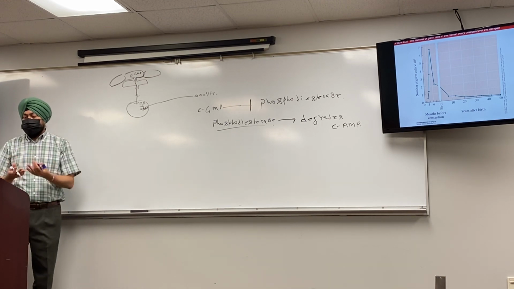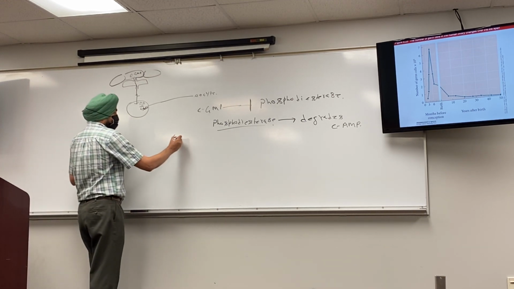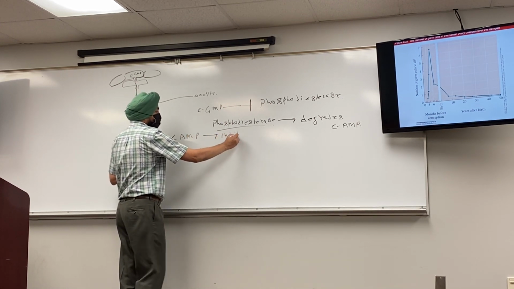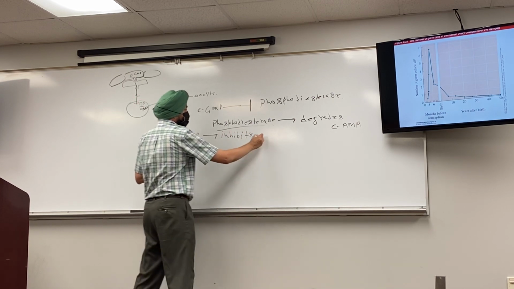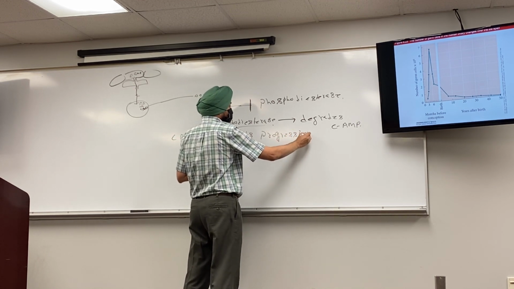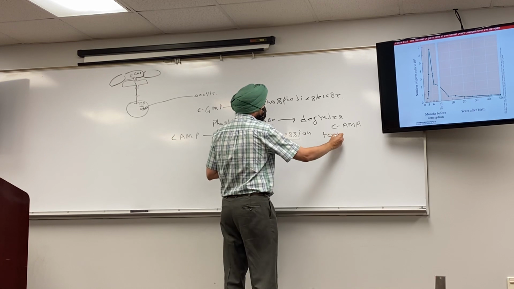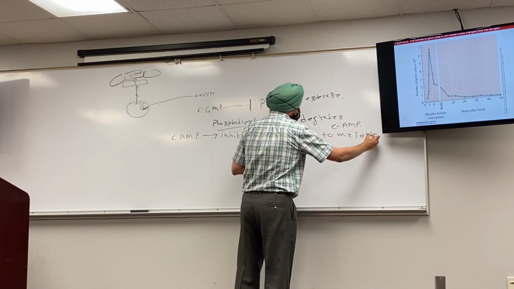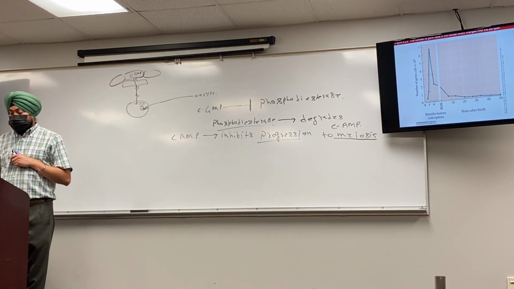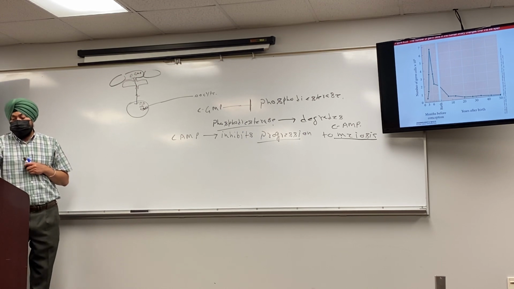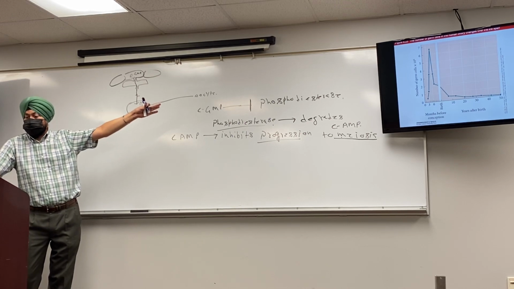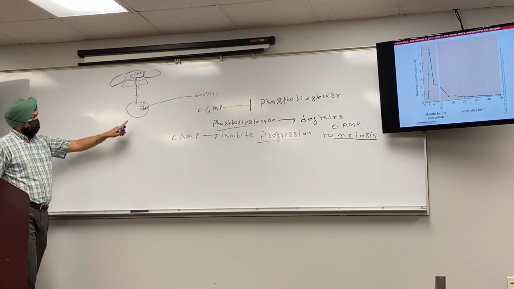And then what does cyclic AMP do? Cyclic AMP inhibits progression to meiosis. So cyclic AMP basically inhibits the move into meiosis.